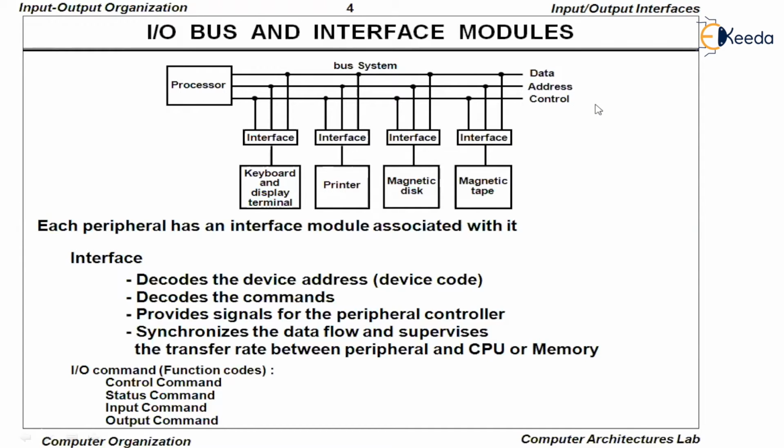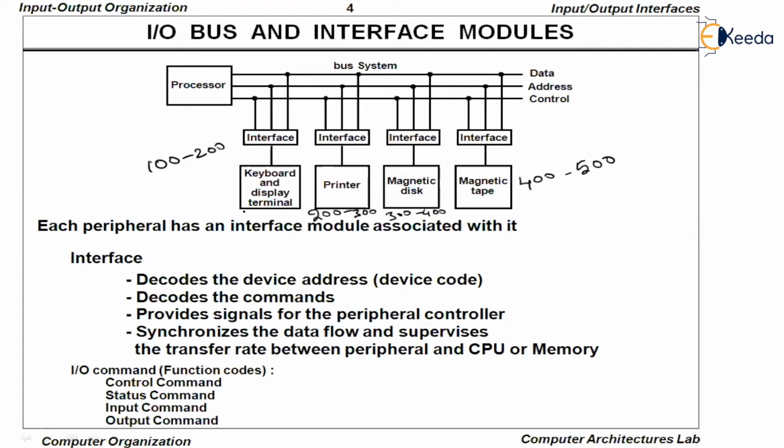Now let us have a look at how these will work. Every peripheral device will have its own address. Let us say the address range for one of these peripheral devices is 100 to 200. For the printer, it is 200 to 300. For the magnetic disk, it is, let us say, 300 to 400. For the magnetic tape, it is 400 to 500.